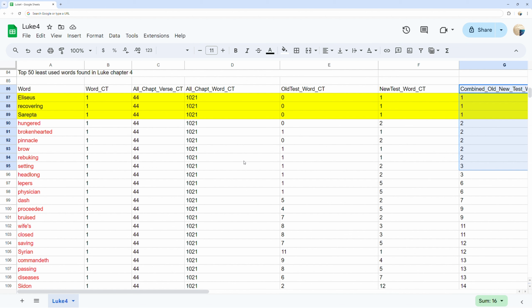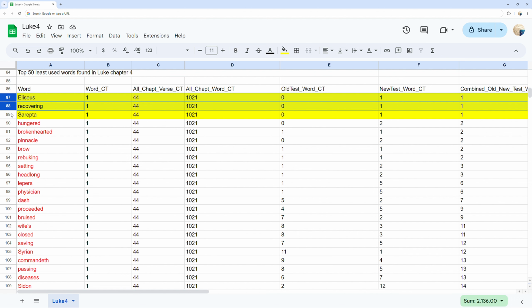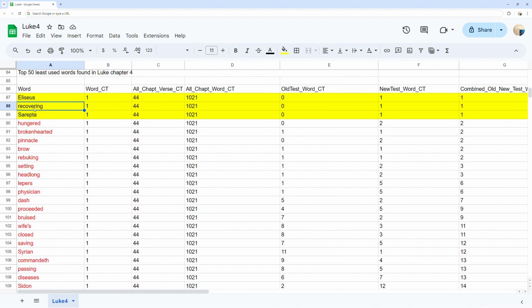You can see 3 unique words in yellow highlight, whose instances are only found one time in all of the Bible, making them a rare occurrence only found in Luke chapter 4.